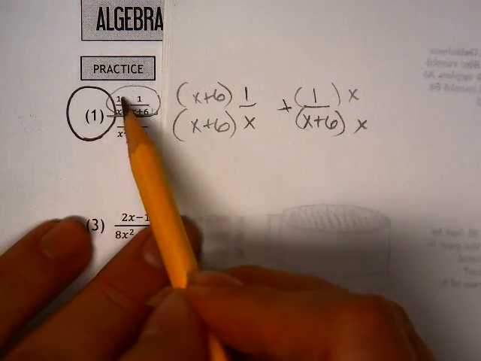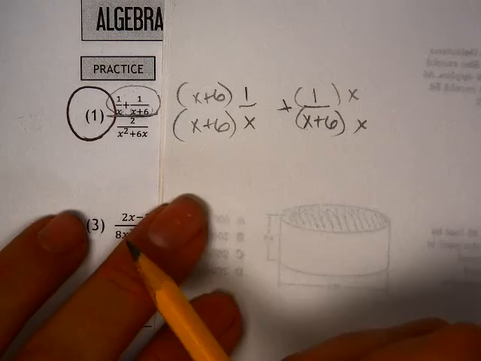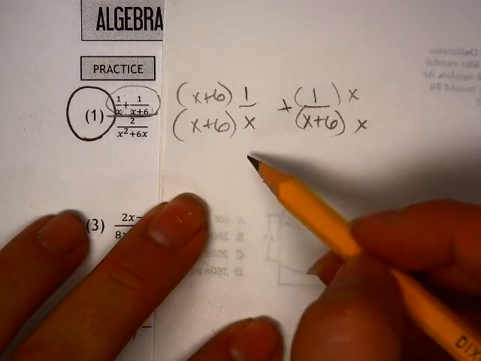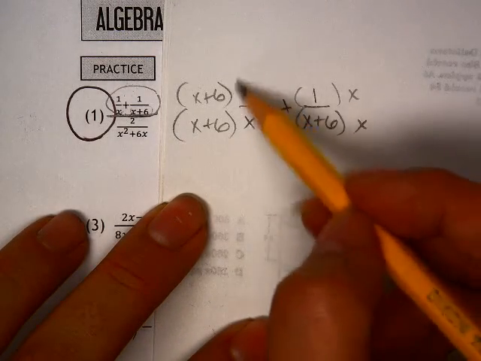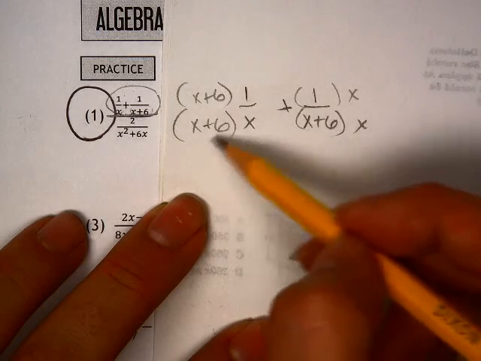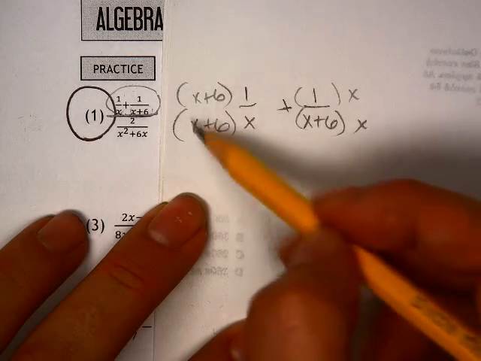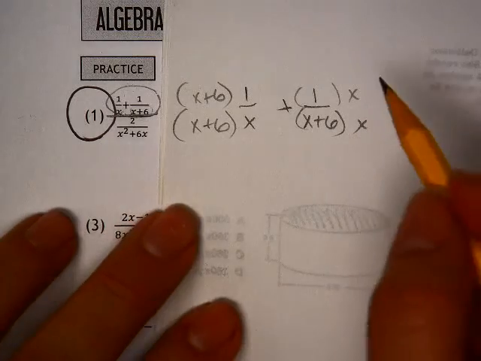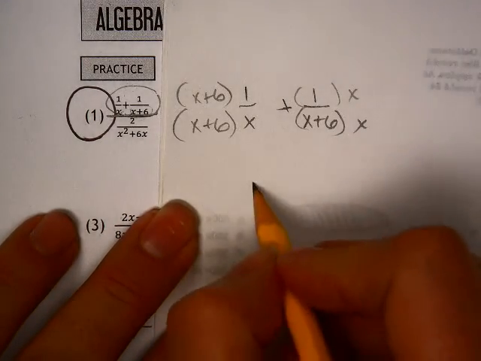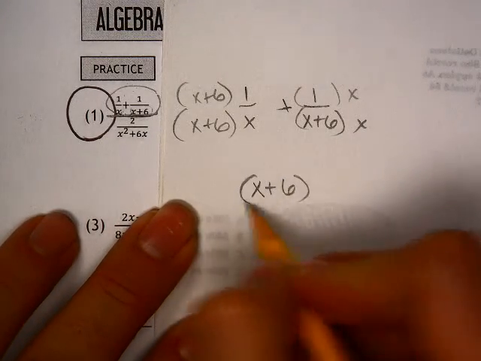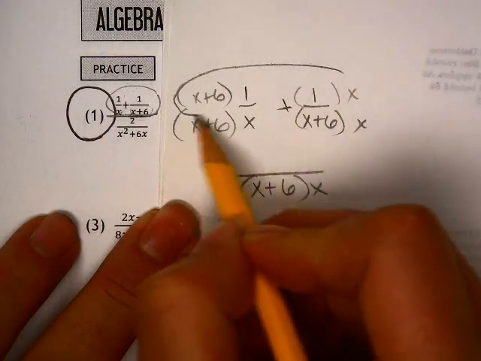Now, you can't just add a 6 to the top and the bottom, because if you add things to the top and bottom, it changes the value, but if you multiply things to the top and bottom, it keeps it the same. So this is really multiplying by 1, so you are allowed to do that. Once you get your common denominator, you need to go ahead and do your addition.